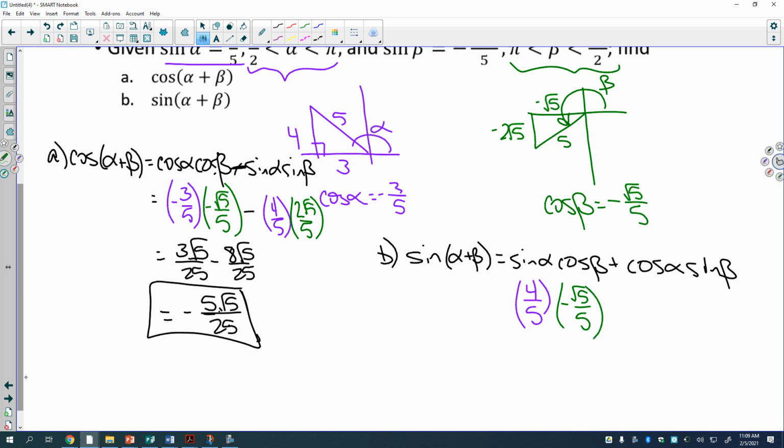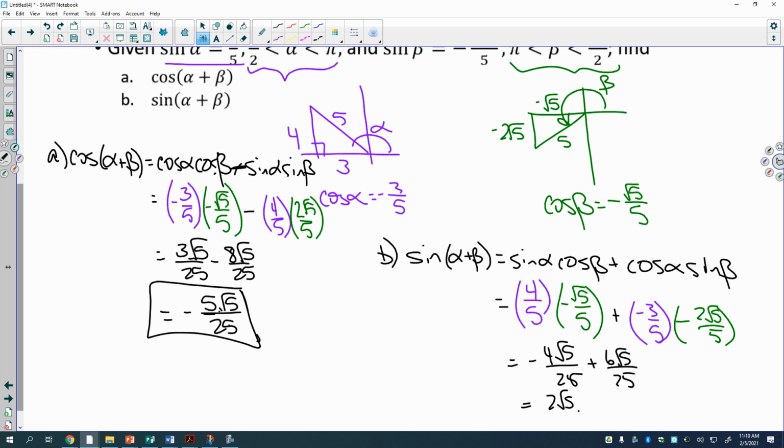Cosine alpha, negative 3/5. Sine beta is negative 2 root 5 over 5. Go through, do the arithmetic. Negative 4 root 5 over 25 plus 6 root 5 over 25. Add them together, I get 2 root 5 over 25.